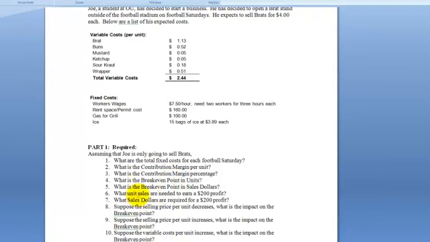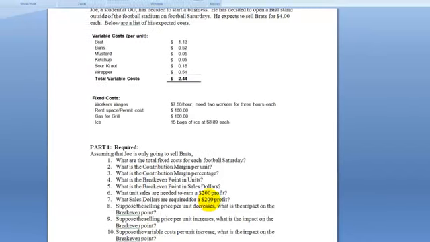In parts 6 and 7, break-even may be nice, but it'd be nice to actually earn a profit. So you're going to see what unit sales would need to be to earn a $200 profit. You take your fixed cost plus your profit divided by your contribution margin per unit. And what would sales dollars be to earn a $200 profit? Now you take your fixed cost plus the profit divided by your contribution margin percentage.